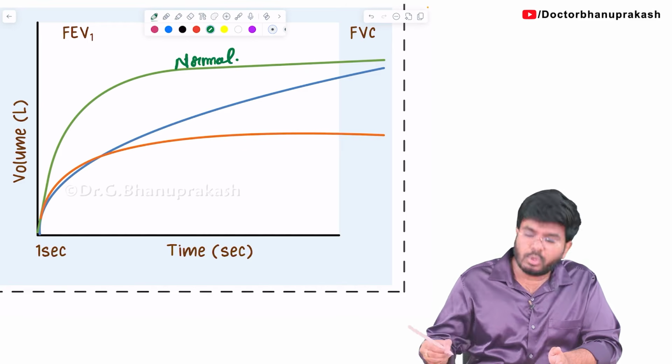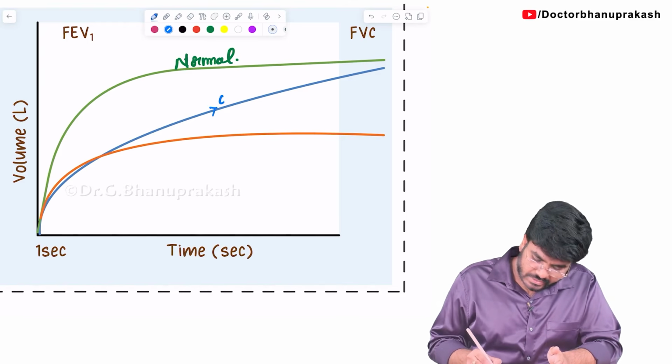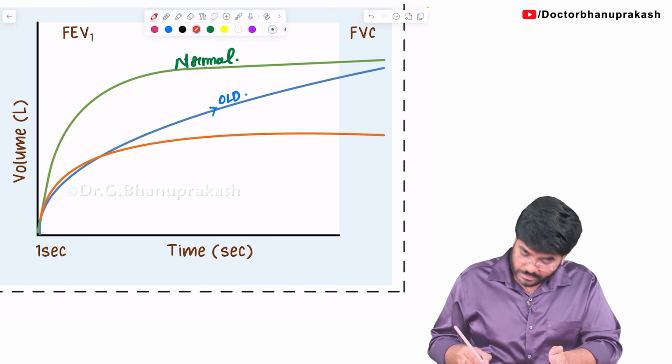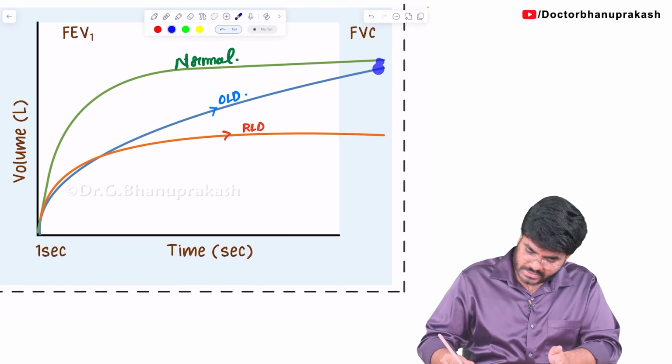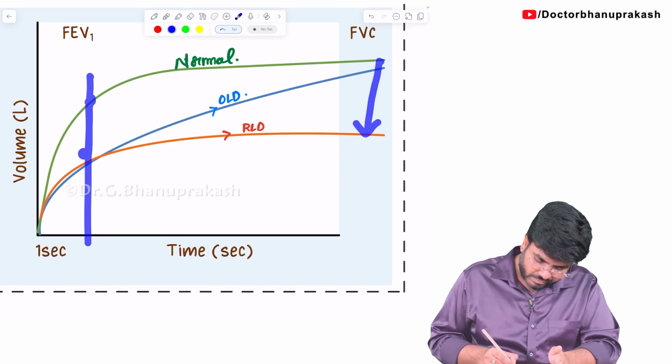Okay, then what about the blue color? What about the blue color curve? So now this blue color curve is a person suffering from obstructive lung disease. And what about this orange color curve? So this is the person who is suffering from restrictive lung disease. We all know. Okay, because in restrictive lung disease, FVC is decreased as well as FEV1 will also be decreased. Definitely FEV1 will also be decreased.